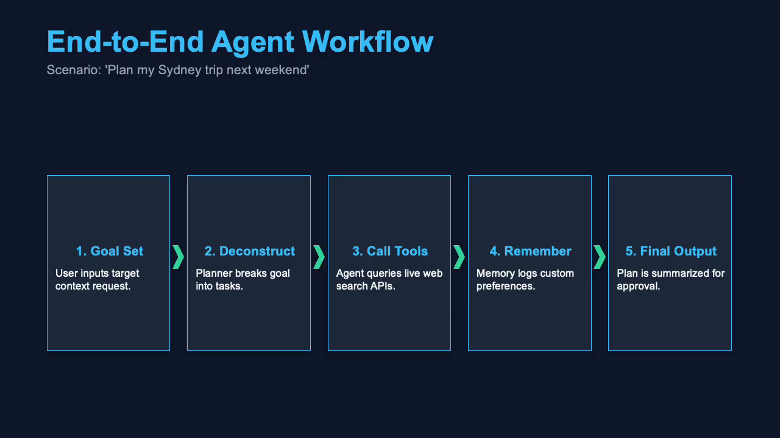The next step is use memory. While this is happening, the memory module is also checked. The agent might find notes like the user prefers window seats and the user often stays at Marriott hotels in Singapore. The agent uses these preferences to filter and rank the options automatically.